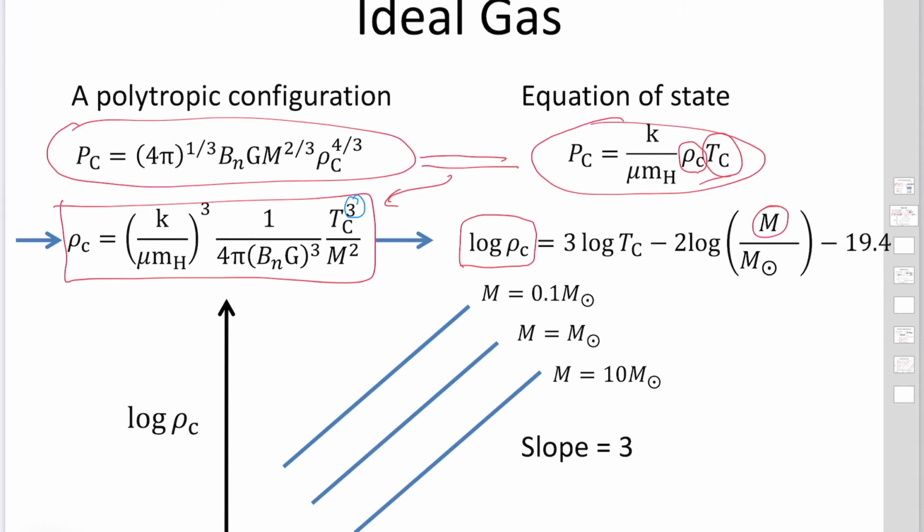minus 19.4. So if you increase the mass of the star, this is going to be increasing. But you have to be careful of this negative sign. So if you increase the mass, this line is moving down. Higher mass stars have lower densities.